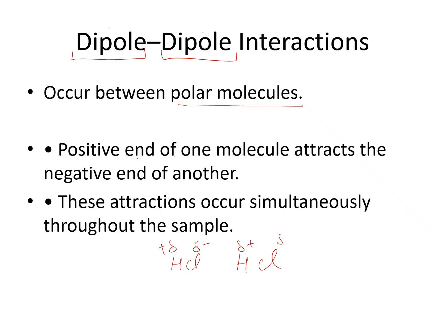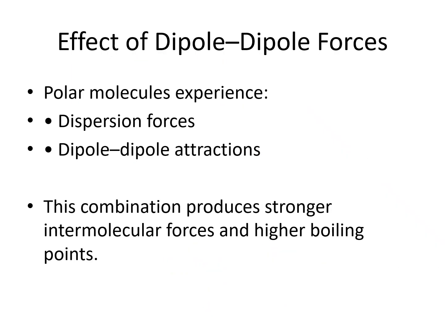This is positive, this is negative. They have a dipole by themselves, like they are not induced. They are dipole molecules. So there is a force that exists between these two. This force is called dipole-dipole. The name of two molecules is given. Both of them must be dipole, okay, one dipole, and the other one must also be a dipole molecule. Then the positive end of one attracts the negative end of the other. These attractions occur simultaneously throughout the sample. So it will occur all over the system or sample that you have.